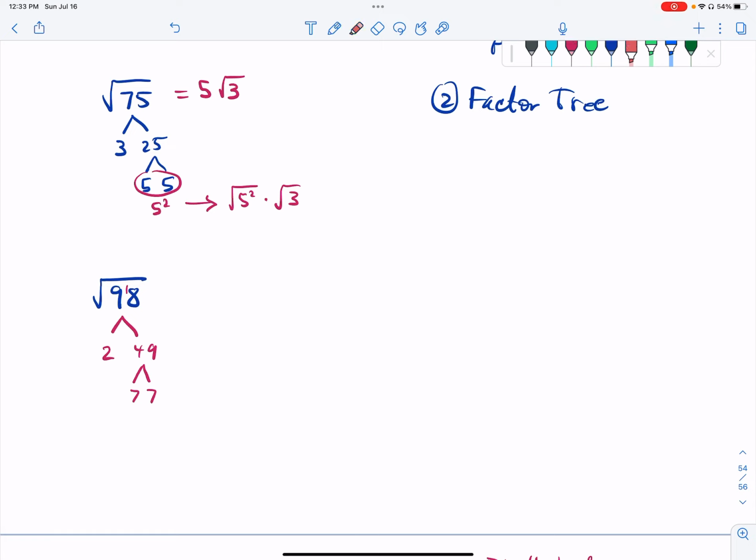I have a pair of 7s, so as we said, the technique is this. I'm going to pull out the 7 because 7 times 7 is 49, square root of 49 is 7, and then the 2 is going to stay inside of the radical, square root of 2. And these two expressions are the same quantity. The square root of 98 and 7 times the square root of 2 are the same quantity. It's just that the 7 times the square root of 2 is in simplest radical form.